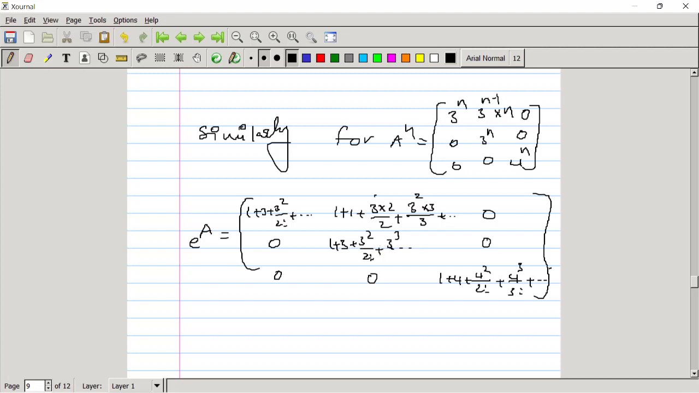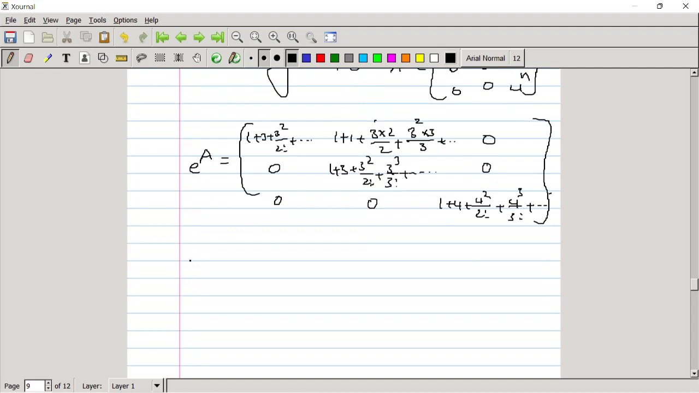Here we will get 3 cube by 3 factorial. So from this, can anybody tell what is the matrix? This is nothing but e cube, e to the power 3. Yeah, so we will think about this element, what it is. This element is 0 0 e cube, this is 0 0 0 e power 4.